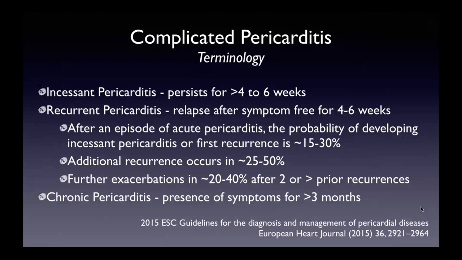After an episode of acute pericarditis, the probability of developing either incessant or recurrent pericarditis in the literature is thought to be about 30 to 50%. Additional recurrences occur in 25 to 50% of patients if you do have that first recurrence. And further exacerbations beyond that are felt to be in that 20 to 40% range. Chronic pericarditis is the presence of this for more than 3 months.